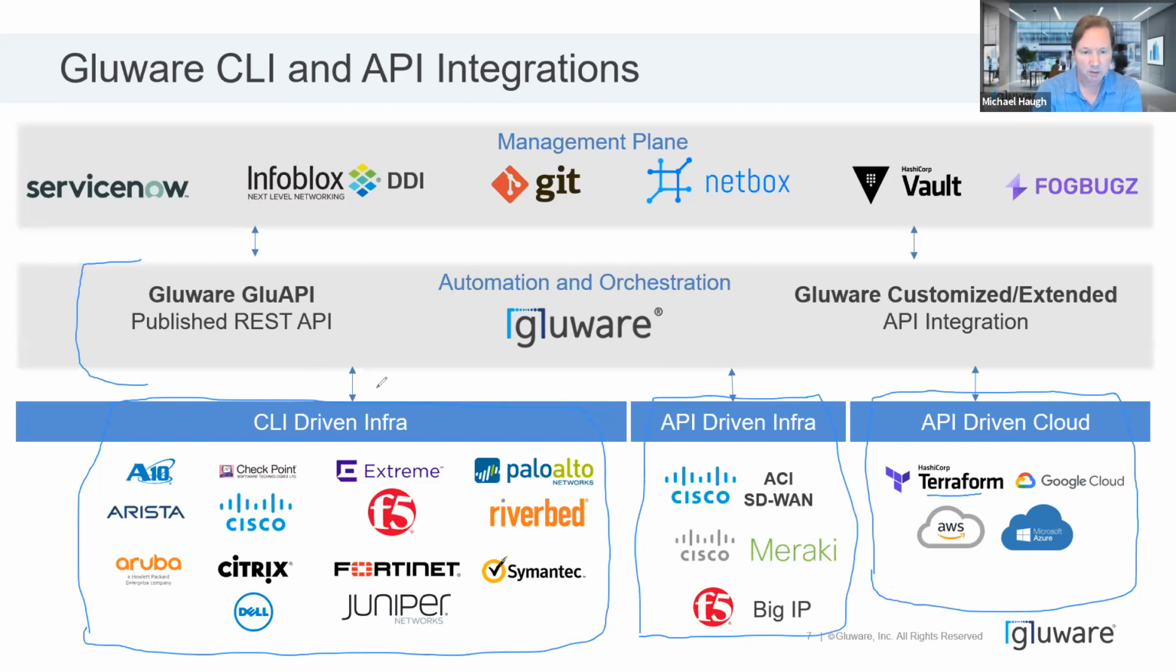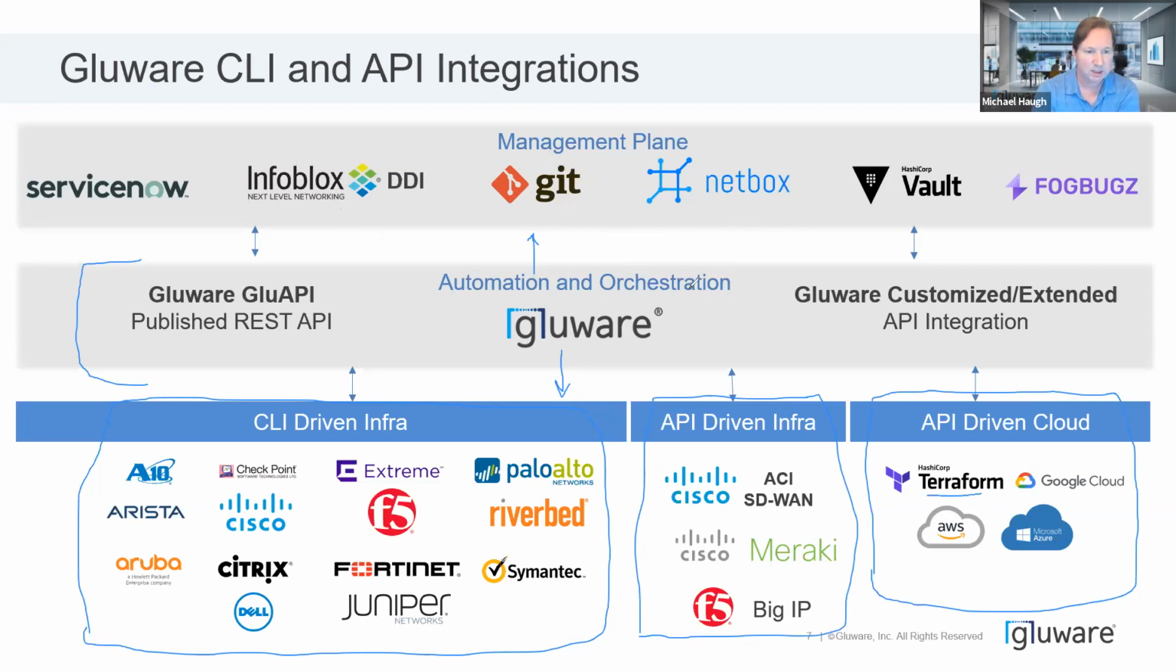So when you think about all of that, that's Gluware speaking southbound down to the network layer. Then we talk about Gluware speaking northbound, or maybe you could call it east-west, depending on your perspective. But northbound is really to other management plane components. I talked about ServiceNow as an ITSM, or maybe you're using Infoblox for IPAM, or maybe a Git repository for code or configuration, or NetBox as a source of truth, and on, right?